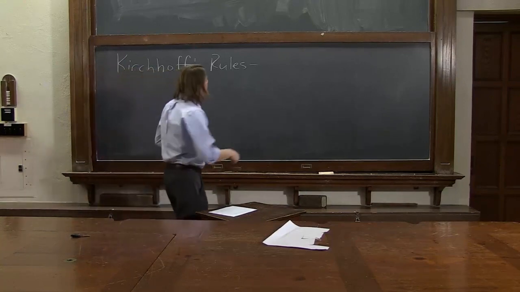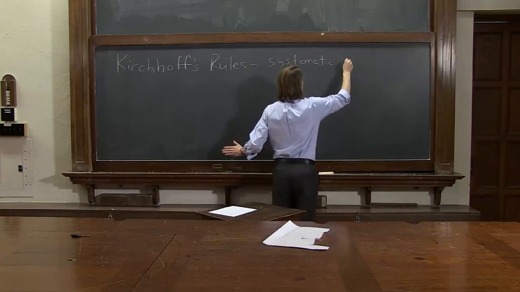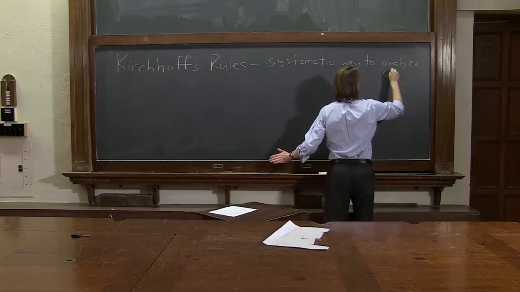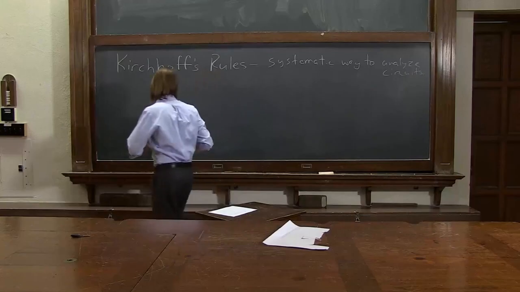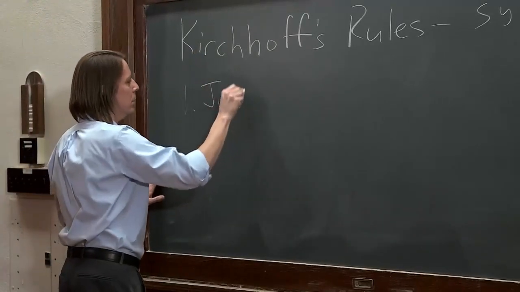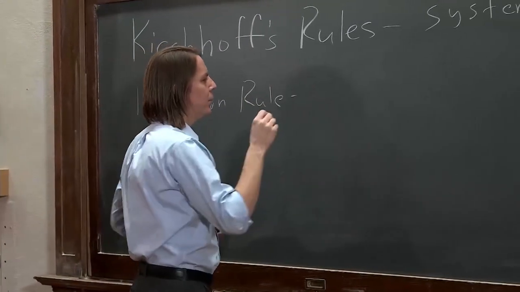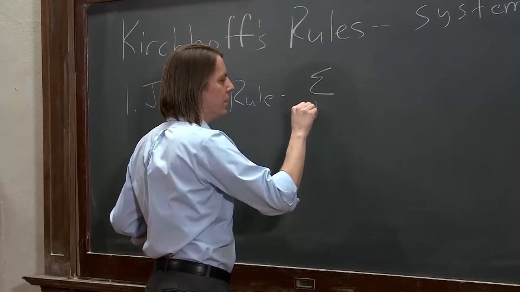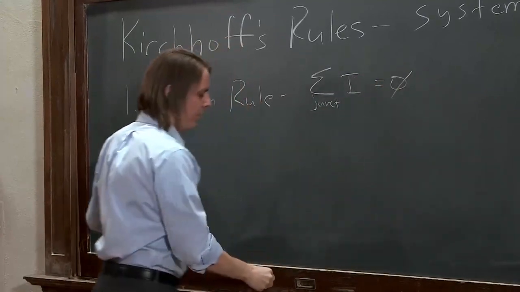So it is a systematic way to analyze circuits. So there are two. The first Kirchhoff rule is the junction rule. And the junction rule, if we state it mathematically, it's simply the sum at a junction of the current equals 0.